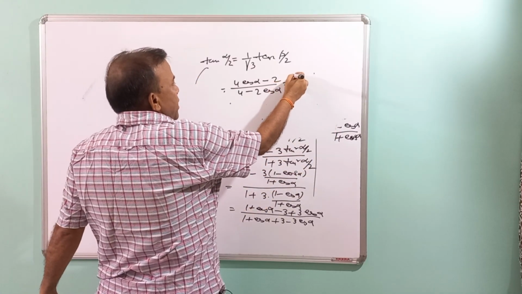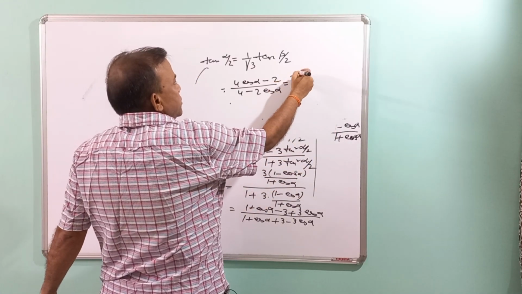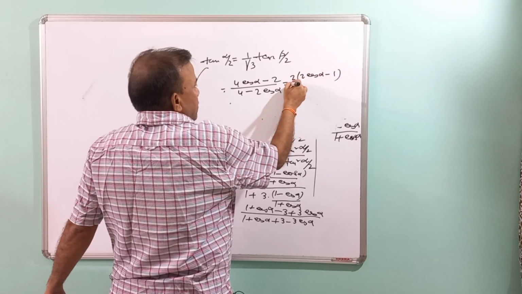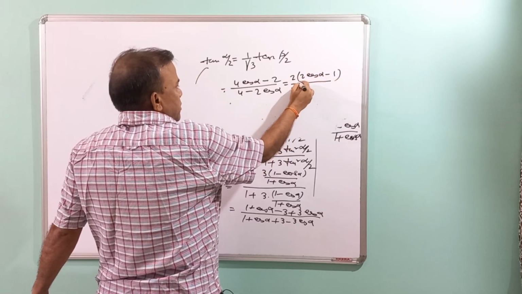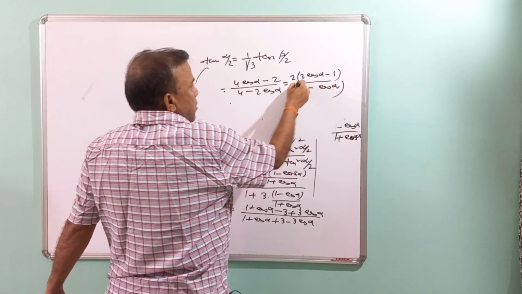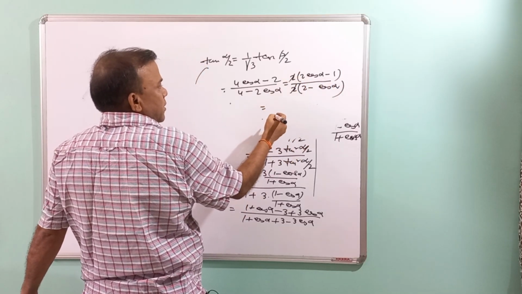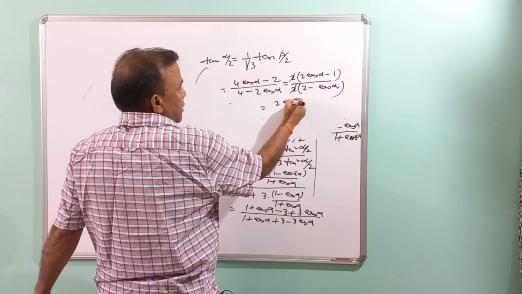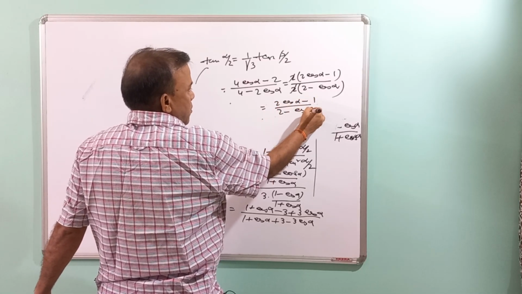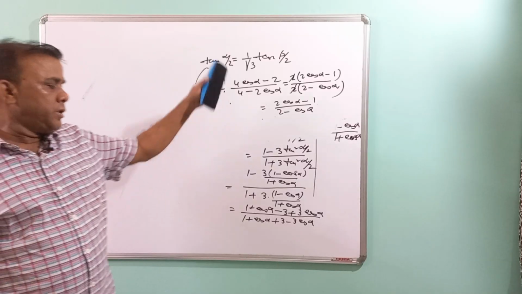Taking 2 as common from both numerator and denominator, we get the following result. After cancelling 2, we get the final result. Okay, very easy to solve.